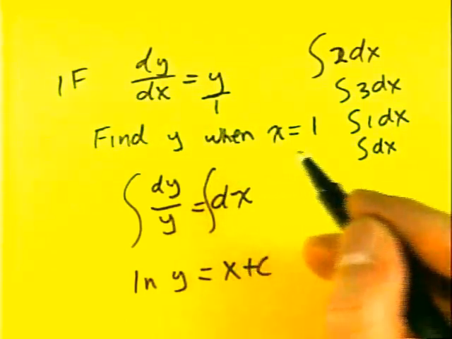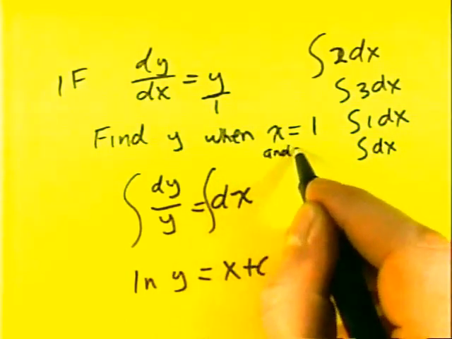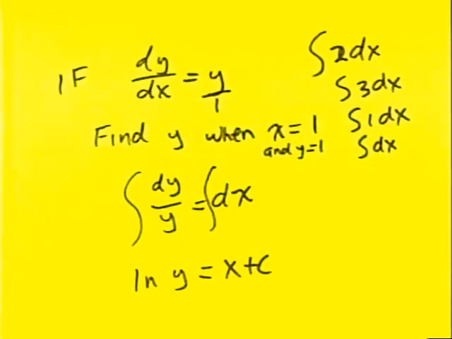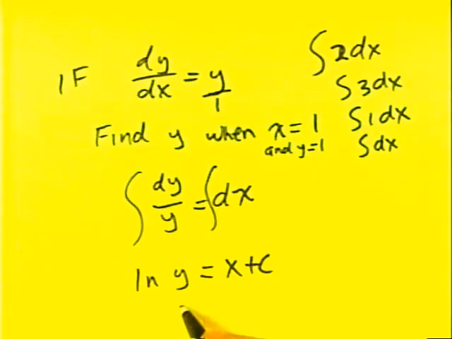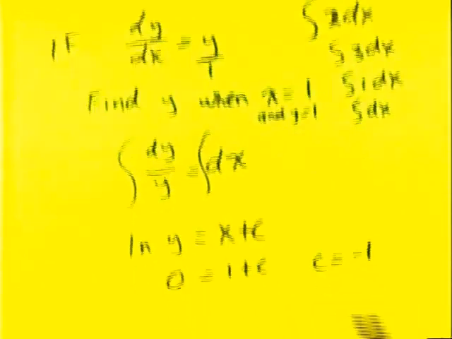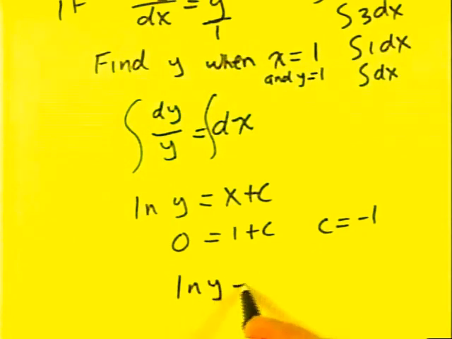Okay, and then from here, I want you to find y when x is equal to 1 and y is equal to 1. So the natural log of 1 equals 1 plus c? Right, and natural log of 1 is 0, so you have c is equal to negative 1. So you have the natural log of y is equal to x minus 1.